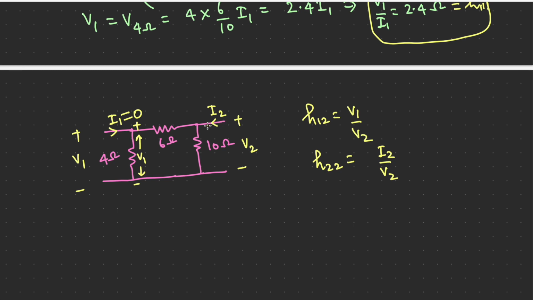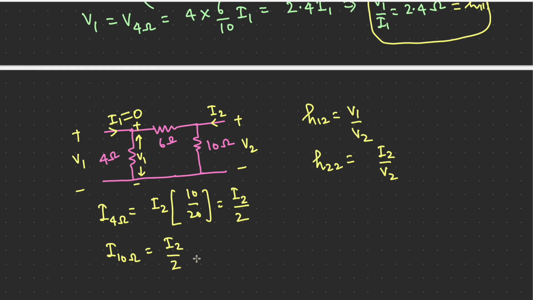So we can see I2 is dividing in two parts. One in 6 plus 4, 10 ohm. Another one is also in 10 ohm. So it will divide in two parts, half in each. So I can write I of 4 ohm is equal to I2 into 10 by 20, which is equal to I2 by 2. I of 10 ohm is also I2 by 2.